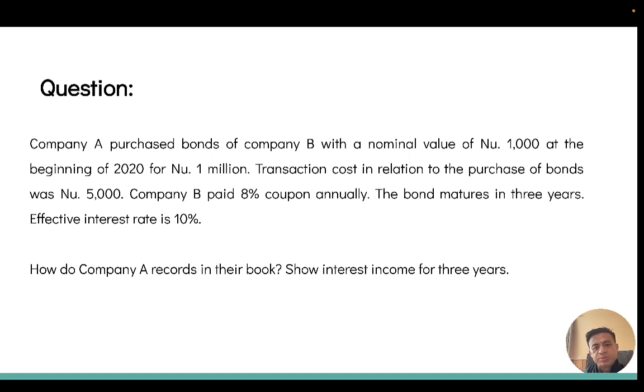Company B is going to pay an annual coupon of 8%. The bonds mature in 3 years. The effective interest rate is 10%. How does company A record in its books the interest income for 3 years?